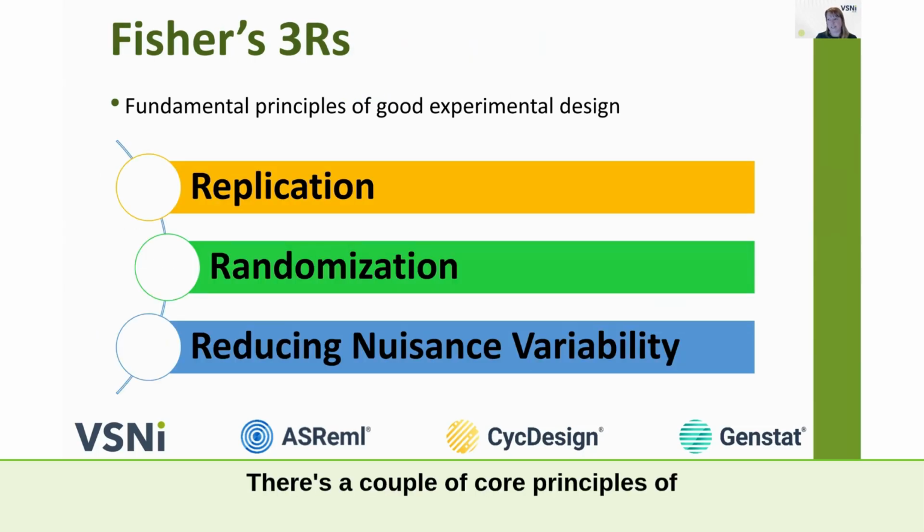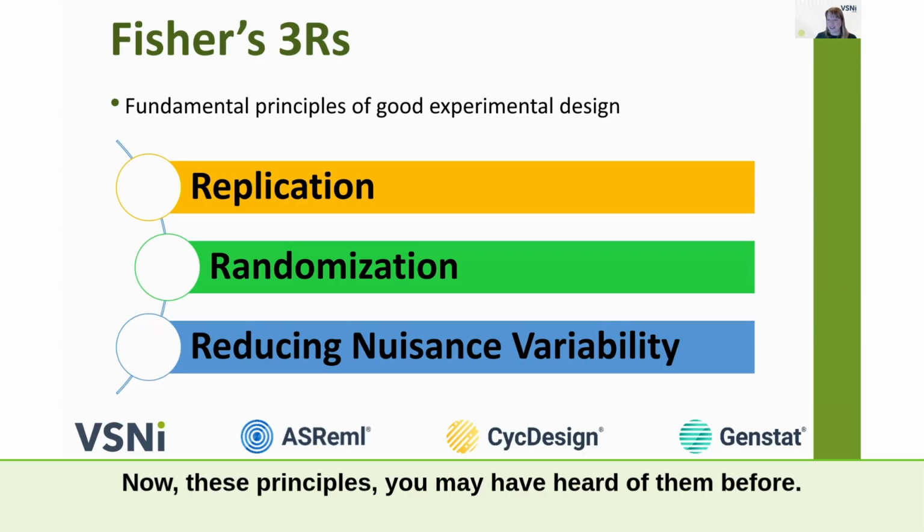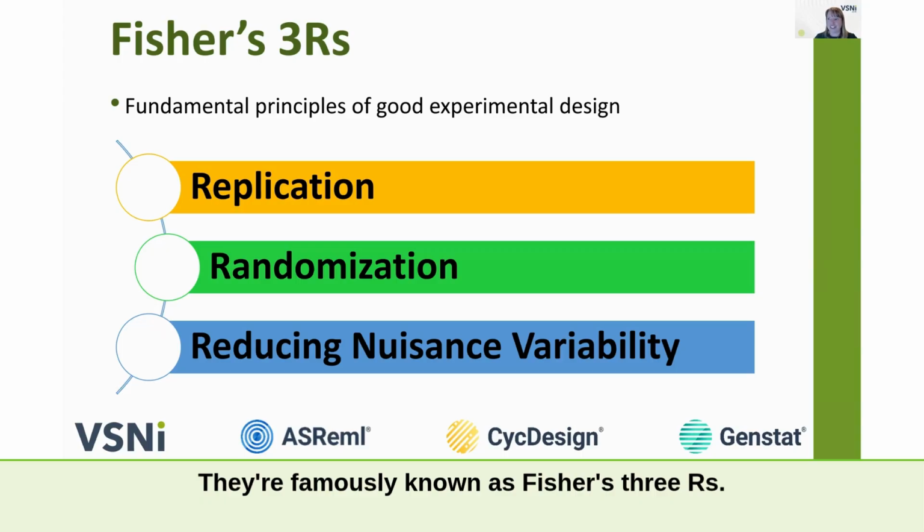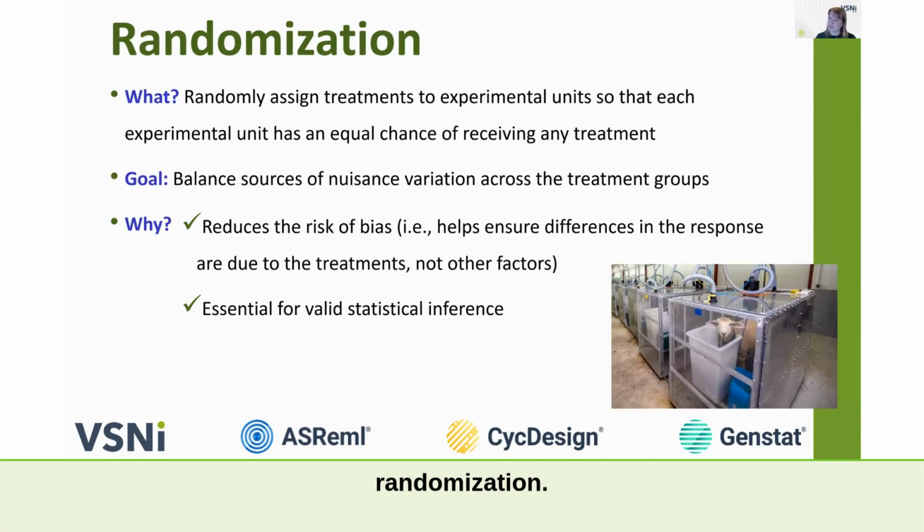There are a couple of core principles of experimental design. They are replication, randomization, and reducing nuisance variability. This is also known as restriction, since it involves limiting or controlling sources of variation that aren't of interest. Now, these principles, you may have heard of them before, are famously known as Fisher's 3 R's. I just want to go over the next few slides and take a closer look at each one of them, starting with randomization.